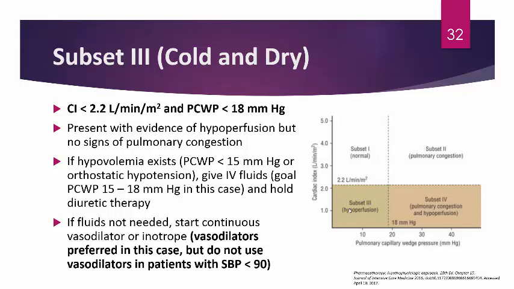So in terms of these patients, if they appear dry and cold, emphasis on the dry here, if the patients are dry enough where hypovolemia exists, so say if you have a patient with a pulmonary capillary wedge pressure less than 15, for example, or if they have orthostatic hypotension, these patients actually may need IV fluids. And this will potentially help boost their cardiac output. Our goal pulmonary capillary wedge pressure in these patients is between 15 and 18 in this case.